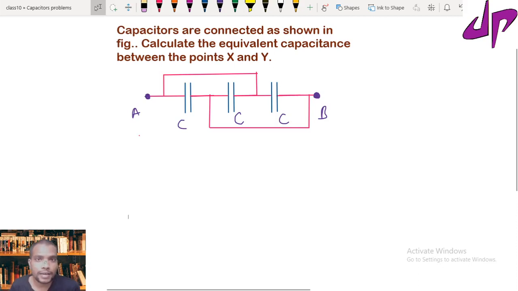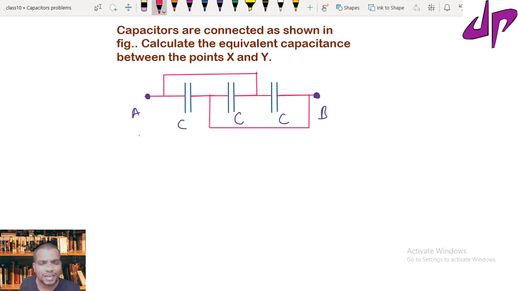Capacitors are connected as shown in the figure. Calculate the equivalent capacitance between the points X and Y. So this type of problem is just a simplification of a circuit.